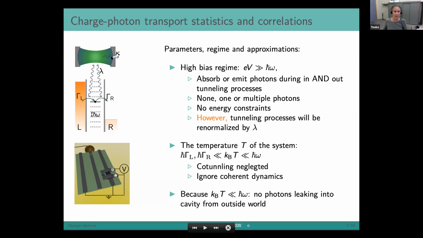Yes, and this cavity is leaky, so things can leak out. So there's no energy constraint on how many photons it can hold. We work in the high temperature regime, so that co-tunneling can be neglected, and we can also ignore coherent dynamics. However, the temperature is lower than the resonance frequency of the cavity, so that no photons can just come in from the outside world.